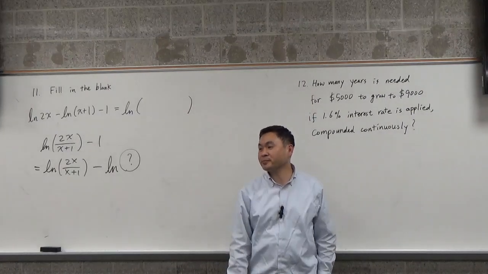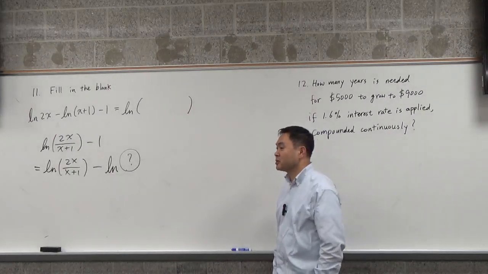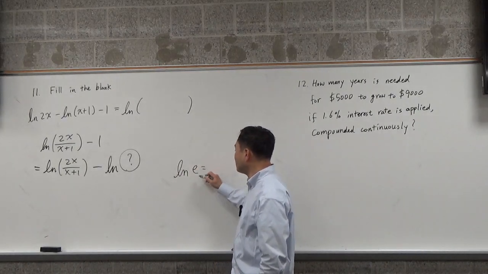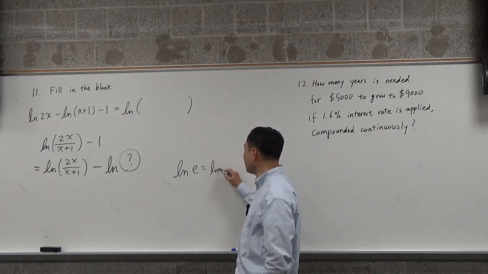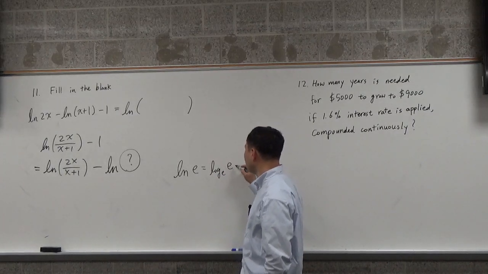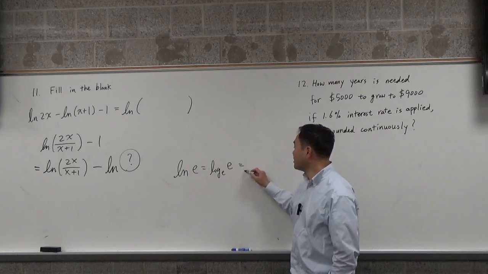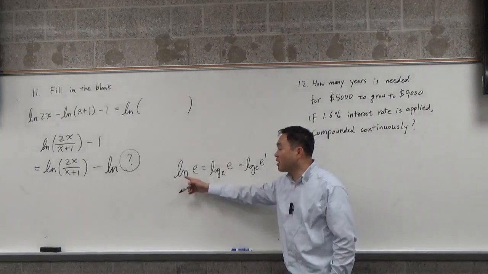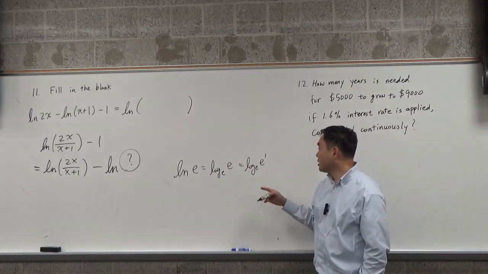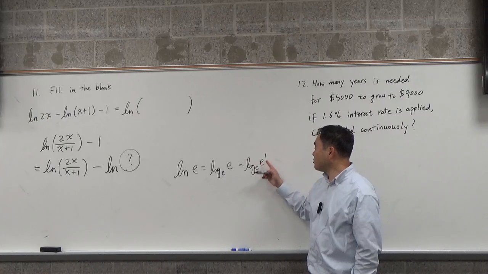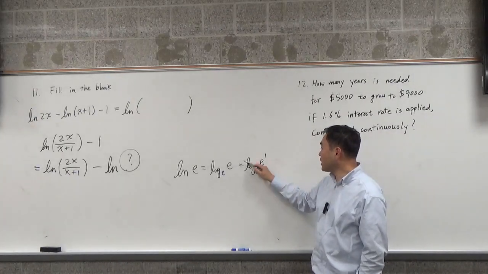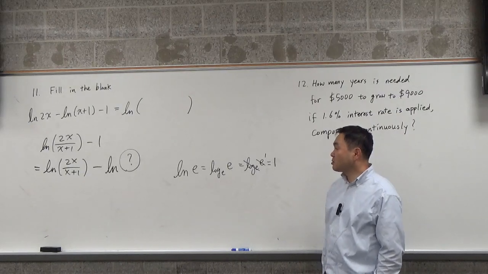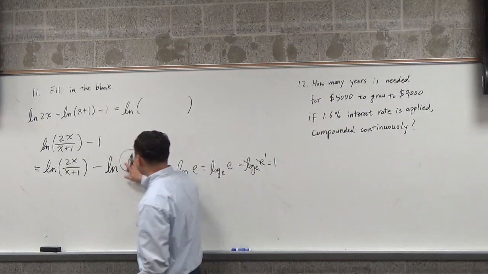What do you think? Okay, somebody said e. Why is that? Well, ln of e is log base e of e. And then e is what? e to the first power, right? So we all know that ln means log base e, and then e is e to the first power. Now, if you cancel log e and e, what do you get? 1, right? So ln of e is the correct answer for that.